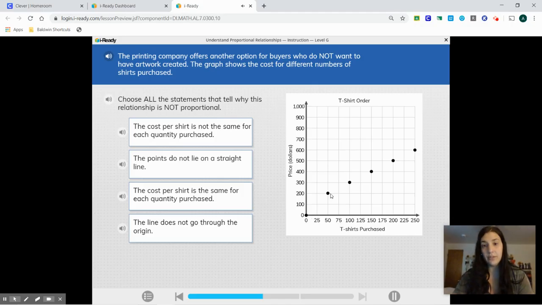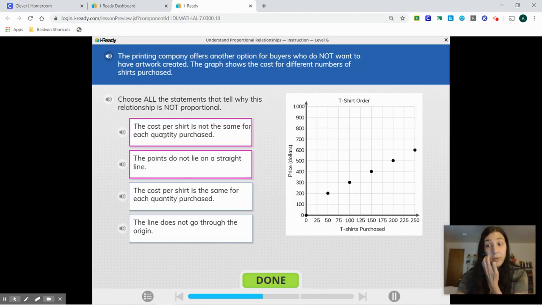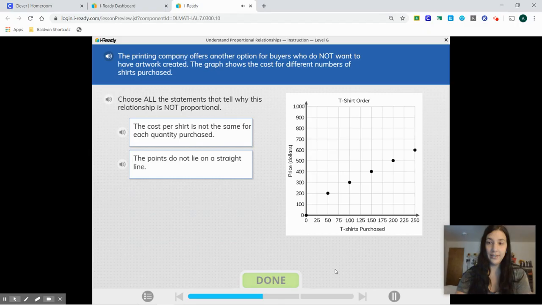So even though this graph will go through the origin, once we get here, we see that it's not a straight line. It's going to be a curved line. So we want to find the points do not lie on a straight line, and the cost per shirt is not the same, because if it was the same, they would be in a straight line. So we're going to have those two answer choices. That's it. Yay.